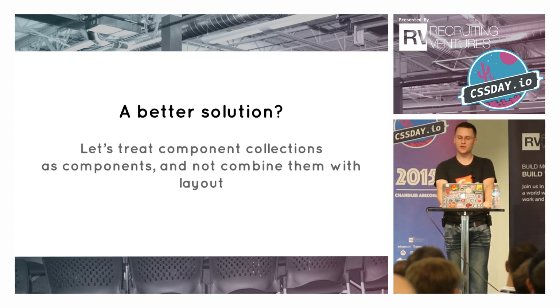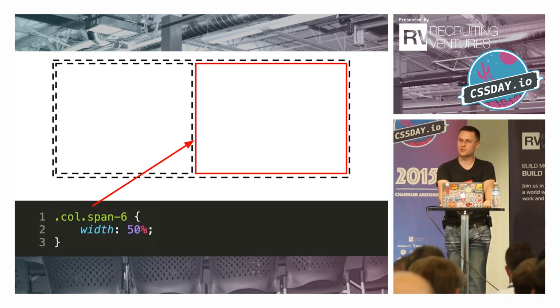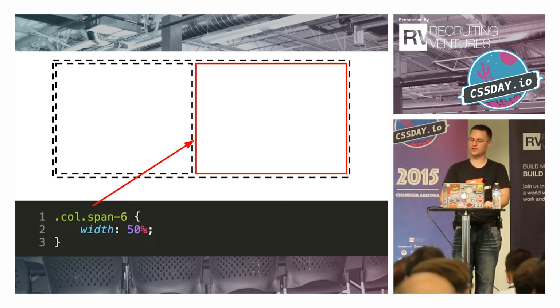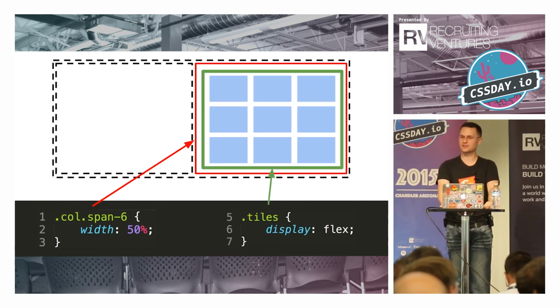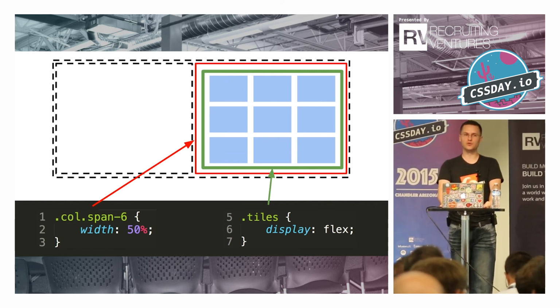Okay? So let me show you the better solution. Let's treat component collections as components and not combine them with other layout sections. So here's that split that we did a second ago where, maybe now that we're using a grid system, we can do some layout stuff with this div tag, the one that's in red. But then let's put this tiles inside of it. And I know it adds up to more DOM, but this really is the right way to do it, because now green is completely movable to other areas and it's not glued to any particular layout.